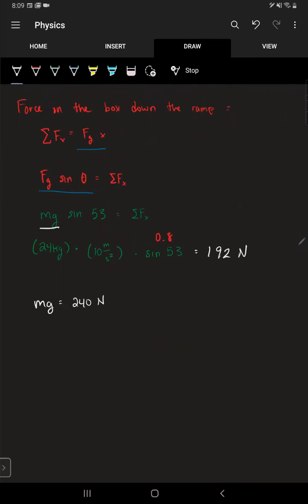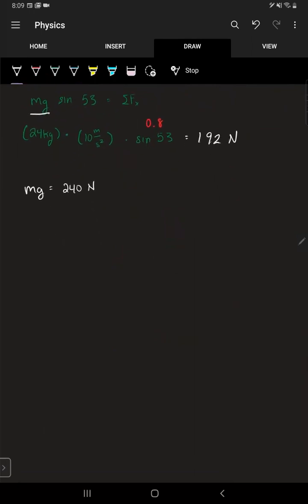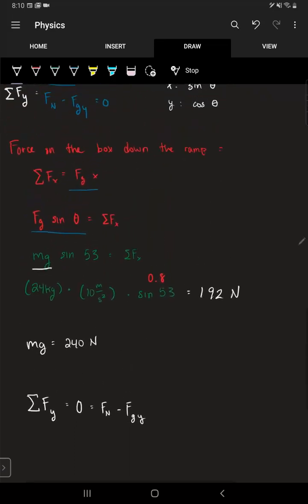Right? Because the force gets broken down into components. Okay, now for your bell work question, I'm going to ask you, what is the normal force? To find the normal force, think about sigma Fy. Remember that sigma Fy equals 0, which equals the normal force minus FGY.